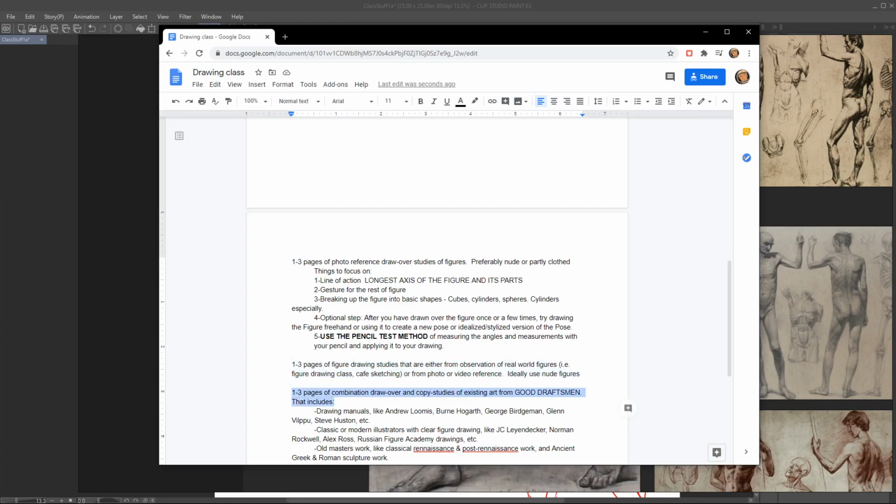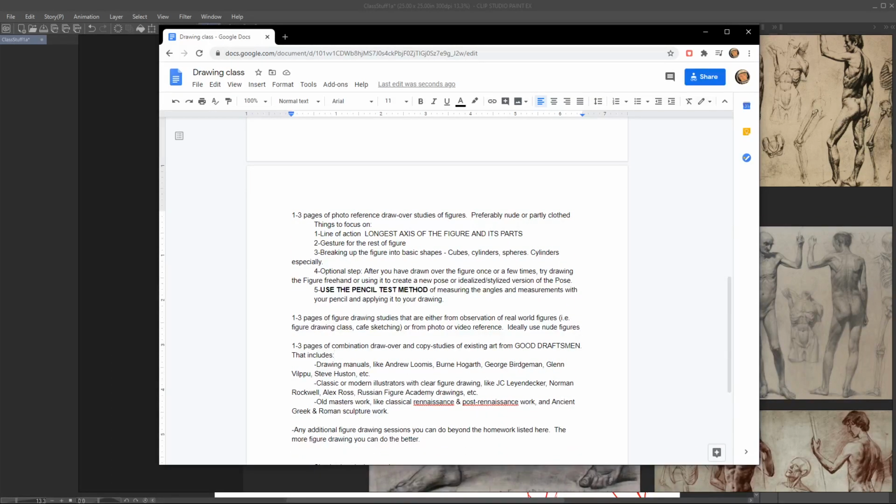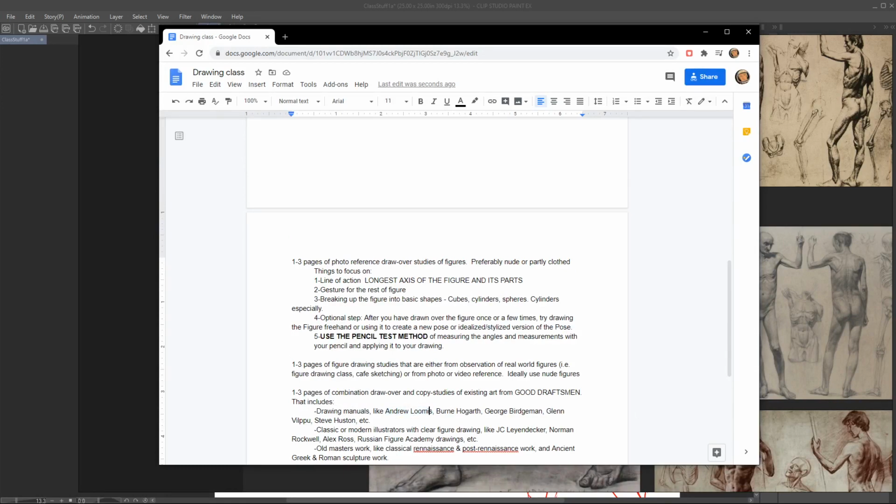And then 1 to 3 pages of combination draw overs and copy studies of existing art from good draftsmen. That includes drawing manuals like Andrew Loomis, Burne Hogarth, George Bridgman, Glenn Vilppu, Steve Huston, etc. I'll leave that up to you to find resources like those. Feel free to ask around the Discord for advice on that. But those are some good names to go through. In particular, Andrew Loomis and George Bridgman are public domain, so you can find the PDFs of their work pretty easily.